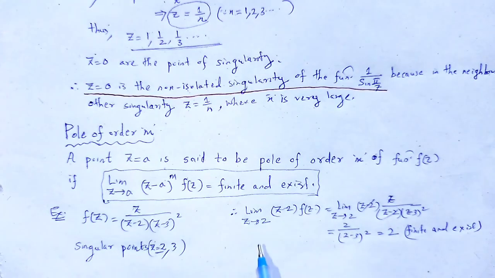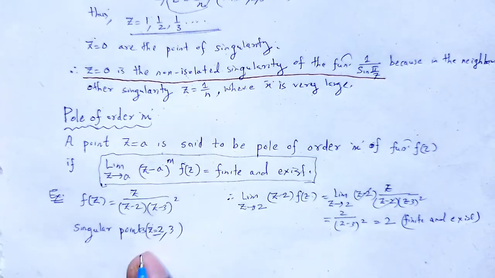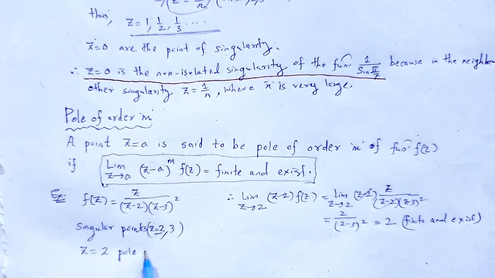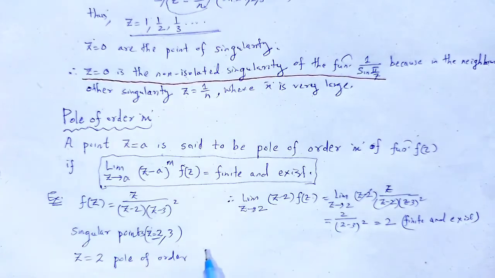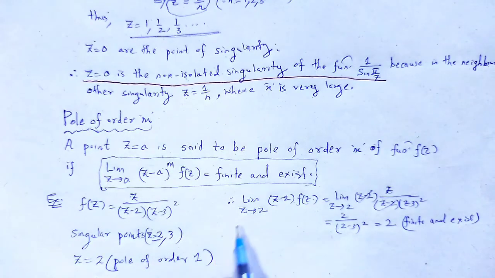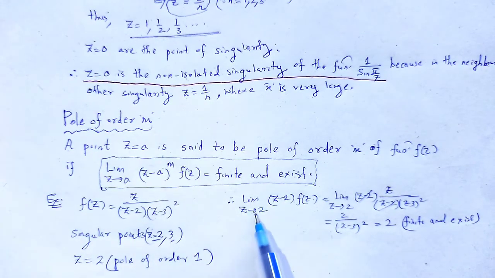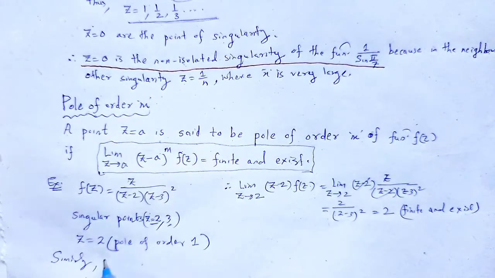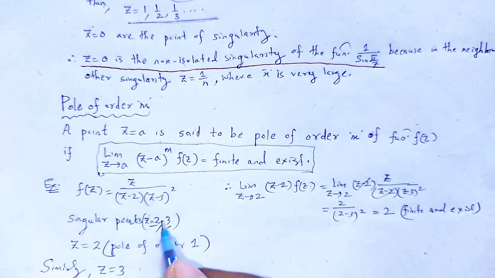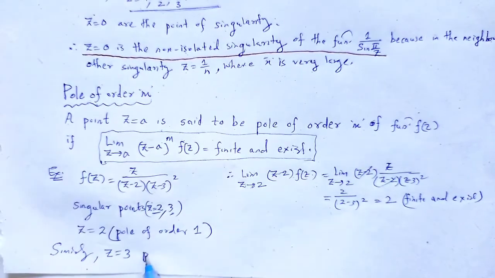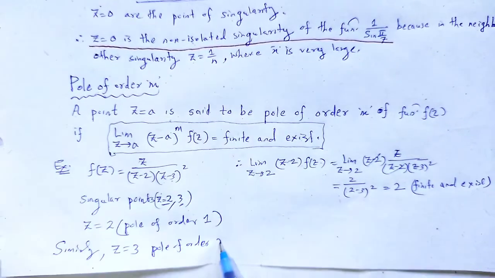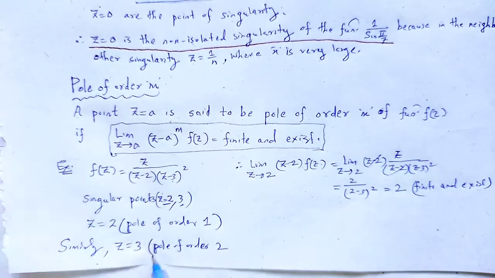Therefore z is equal to 2 is the pole of order what? Order 1. Similarly, we can take the limit by taking z tends to 3. Similarly, z is equal to 3 is another singular point, that is the pole of order what? 2, that is z minus 3 square, that is the pole of order 2.